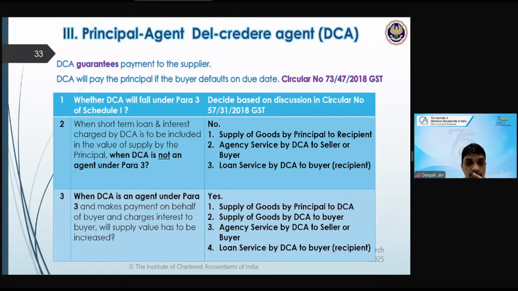Why is interest charged by the agent? Because the agent gave a commitment, Anup Kumar, that I will ensure that the customer pays you. Now, if the customer doesn't pay, he will grant him a loan and say that you pay the principal, for which I will charge interest. That's why he will charge interest for giving a loan to the buyer. Otherwise, what happens if he doesn't give the loan? His commission will get forfeited, it will get cancelled. That's why he will give the loan and charge interest from the buyer. Okay.